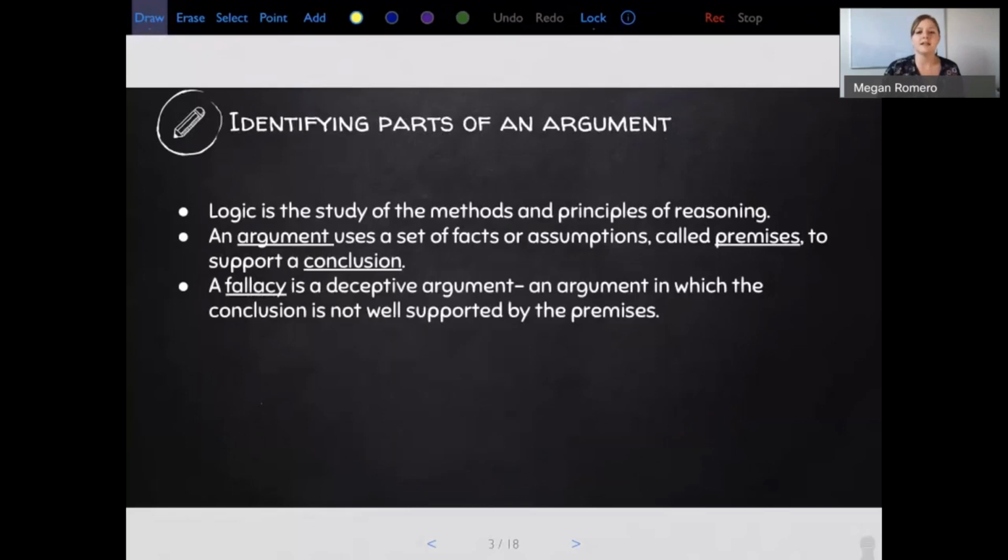First, identifying parts of an argument. Logic is the study of the methods and principles of reasoning, or another way to think about it is a proper or reasonable way of thinking about something. An argument uses a set of facts or assumptions, also called premises, to support a conclusion. A fallacy is a deceptive argument, an argument in which the conclusion is not well supported by the premises.